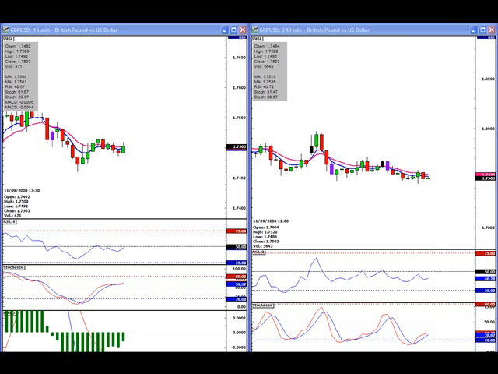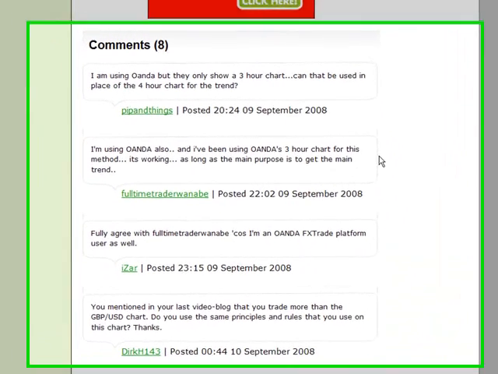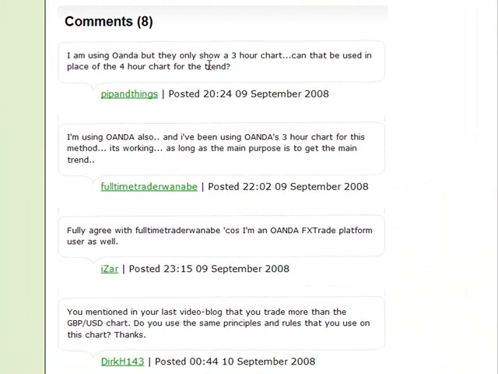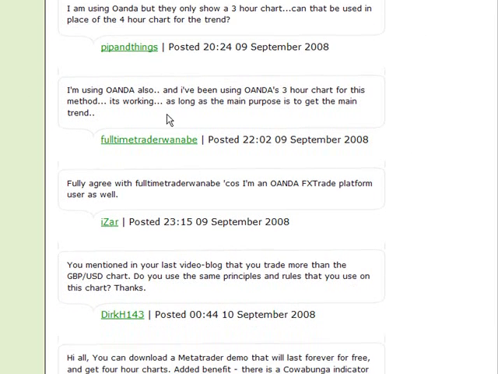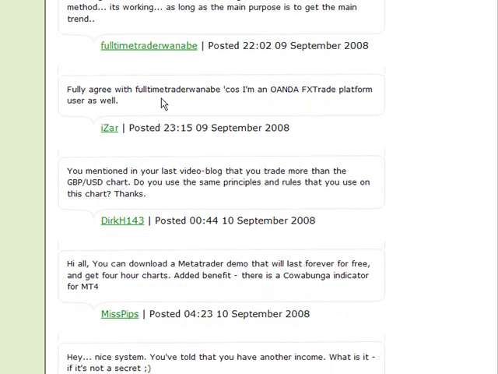Let's take a look at some comments from the last post. We have several comments. Pippin Things wants to know if this system will work on a 3-hour chart, if you look for the trend, I guess. I'm not really sure, but other traders here have said that they've used Oanda and it works fine with them. I haven't tested it with Oanda, so I can't give you a definite answer. So I would go with the answers of other traders that do use this system.